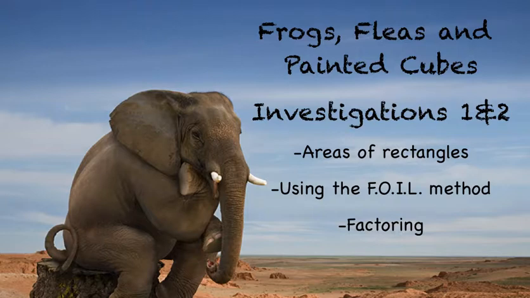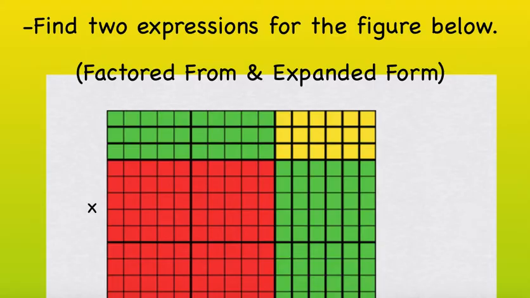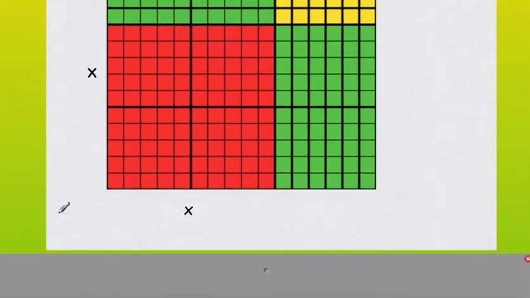So I just chose a handful of examples that we can go over for those two sections and for the upcoming test. Like all the other review videos, pause the video, work the problem out on your own, and then go back and watch it and see if you are on target. If so, great, move on. If not, go back and listen to my explanation. So let's start with this first one. It says find two expressions for the figure below, factored form and expanded form.